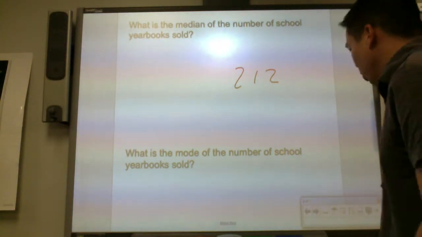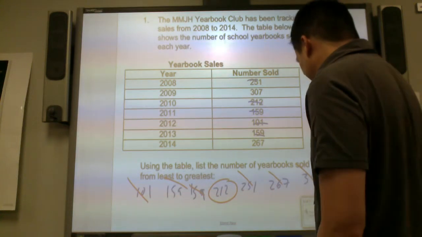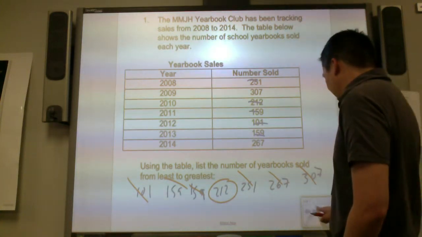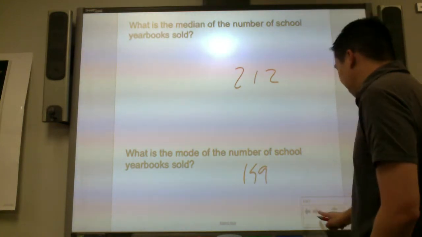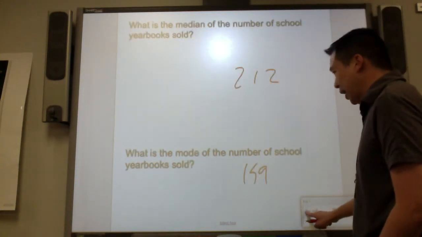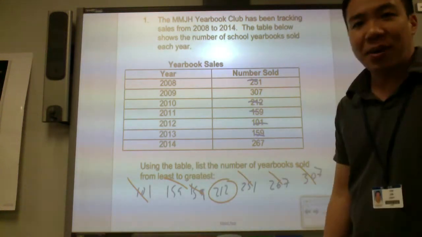What is the mode? Which number occurs most often? The number that occurs mostly is 159 because it repeats twice, unlike any other number. We could find mean. I'm not going to do it, but for the mean, I would take a calculator to do it. You add up all 8 numbers, divide by 8.